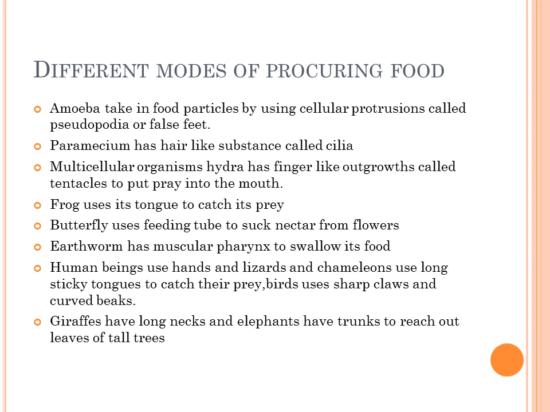Butterfly uses feeding tube to suck nectar from flower. Earthworm has muscular pharynx to swallow its food. Human beings use hands, and lizards use sticky tongues to catch their prey. Birds use sharp claws and curved beaks. Giraffes have long necks and elephants have trunks to strip off leaves of tall trees.